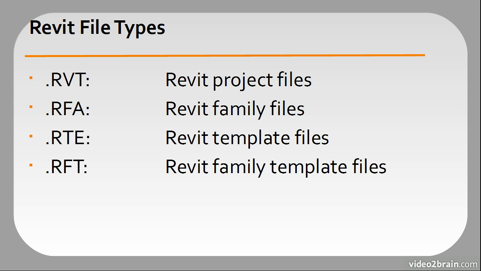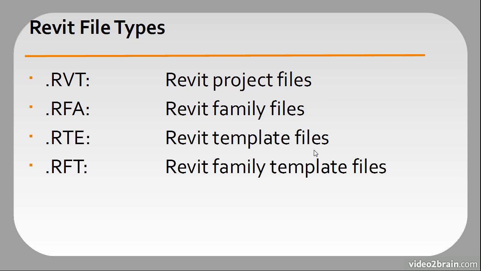The objective of this exercise is to review what the different families are and explain their role in the model. If we look at the slide, we'll look at the 4 different Revit file types that there are. There's RVT, that's a Revit project file. That's the main file you'll be working in most of the time. RFA is what I just mentioned. It's a Revit family file.